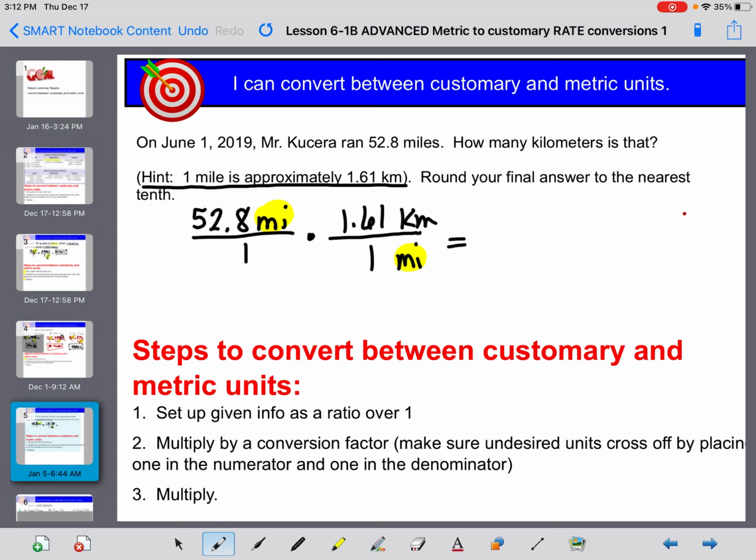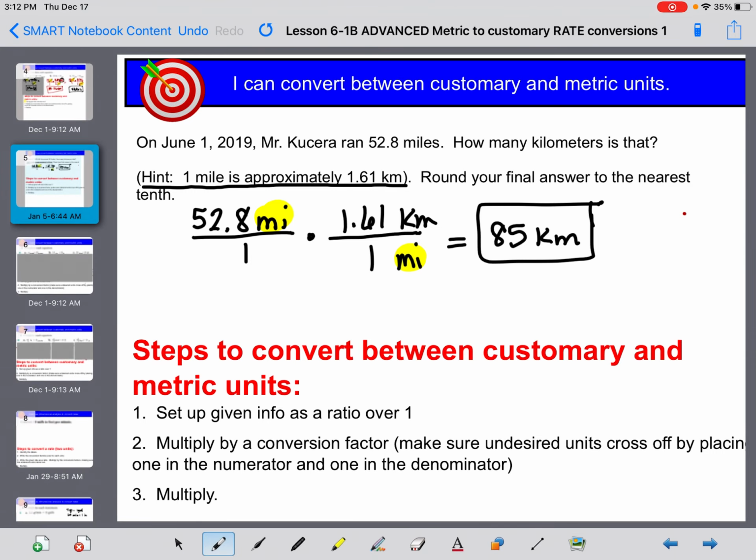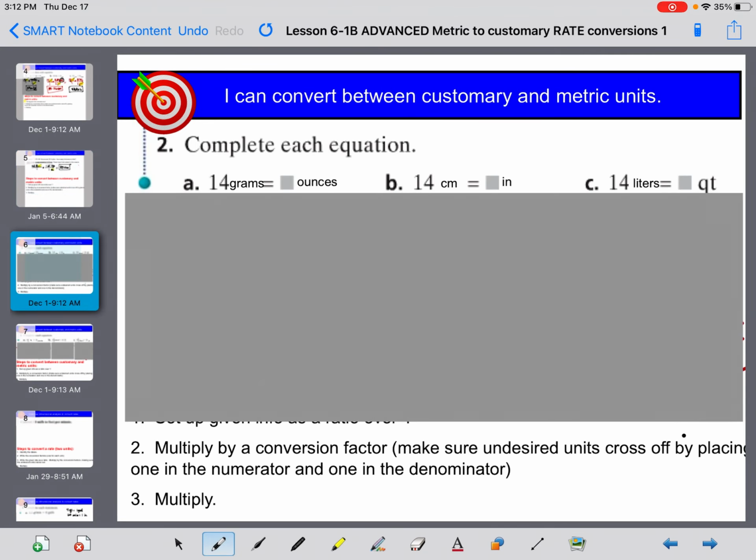And you get about 85 kilometers. That's a long distance, huh? Okay. Practice is an excellent thing to have on these, so I would like you to pause the video and work these 3 independently, then come back or continue the video to compare.